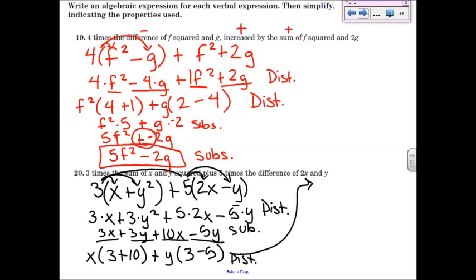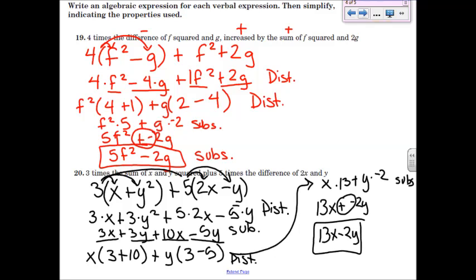3 plus 10 is 13. And 3 minus 5 is negative 2. Put the numbers out front. So this is just the substitution property. Now I'm going to put the numbers out front. And remember that when I add a negative, it's the same thing as subtracting. And that would be the substitution property.